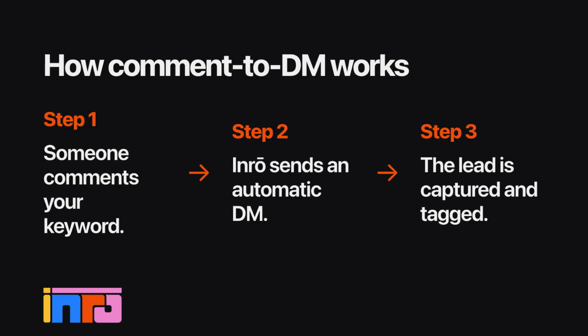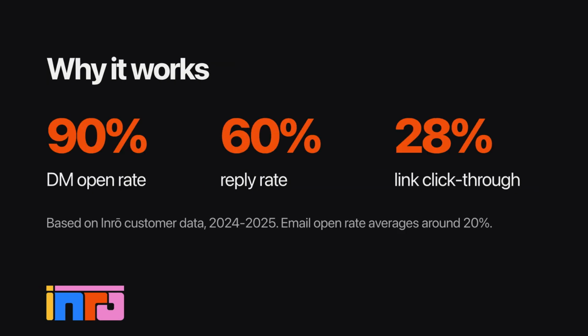Comment to DM is simple. Someone comments a keyword on your post or reel, and Inrō sends them a direct message automatically. You pick the post, you pick the keyword, you write the DM. That is the whole loop. It runs through Meta's official Instagram Graph API. So it is fully permitted, and it only fires when a user comments first, which is exactly the user-initiated action Meta allows.